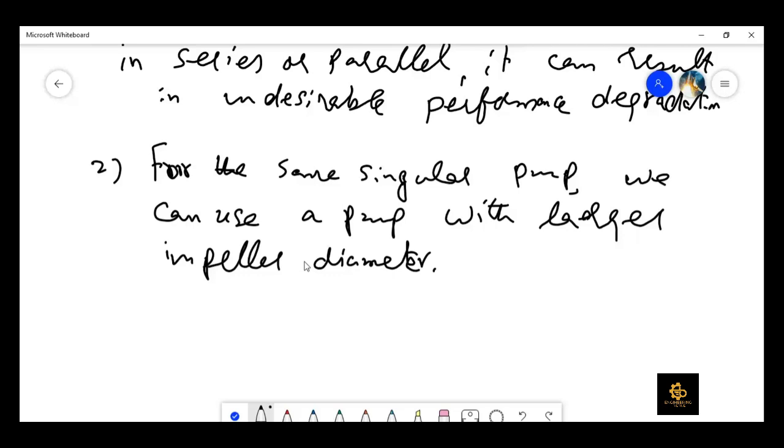If I draw the curve here, if the impeller diameter is small, then it would be something like this, and if the impeller diameter is more, then the head curve would be like this. So this is one solution, right? So that is more preferable when we talk about a little bit increase in net head or volume flow rate.